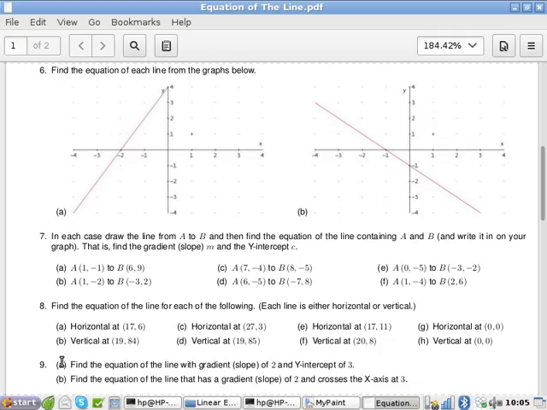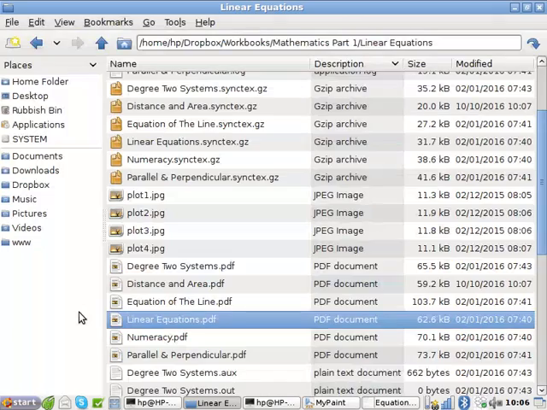Okay, what's the first one? Horizontal at 17.6. What is it? Y, very good, y equals 6. And then vertical at 19.84? X equals 19. Yeah? Good, okay. Too easy? Okay. So we'll have a look at the next thing now.